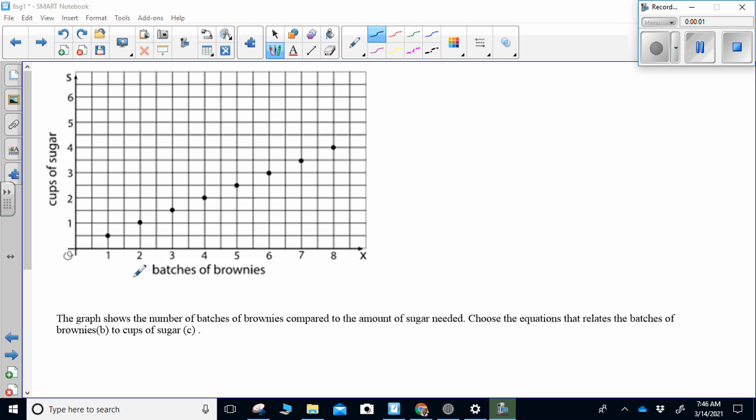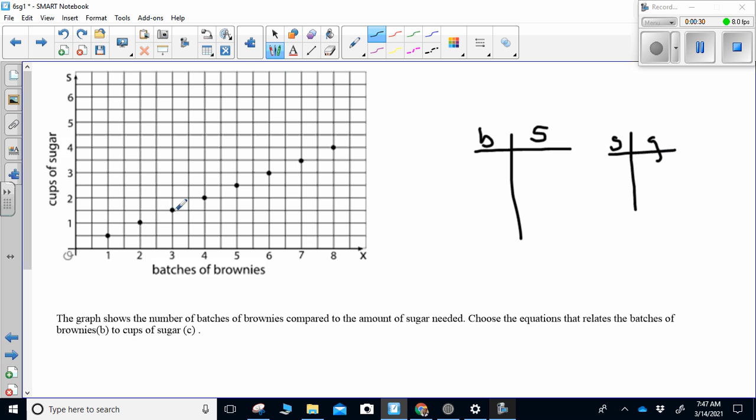So on this next question, I have a graph. And when I look at my graph, I see that my x-axis is brownies and my y-axis is sugar. So I'm going to make a t-chart and I'm going to put my information. So if I am looking at this and my first point, I'm going to make two t-charts actually. I'm going to make a brownie to sugar t-chart and I'm going to make a sugar to brownie t-chart.